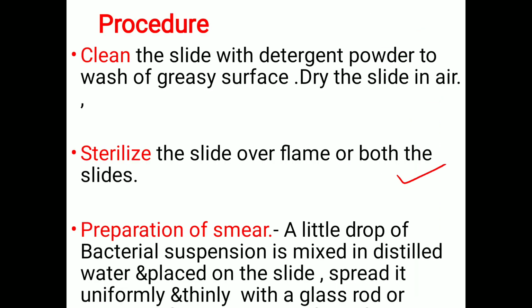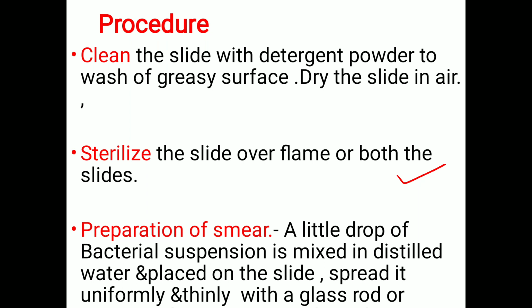Third one, preparation of the smear. That means we have to prepare the bacterial culture. A little drop of bacterial suspension is mixed in distilled water. How do we prepare the bacterial culture? We take the sample infected by bacteria, take small pieces of that infected part, and mix them with one or two drops of water. In that way we form the bacterial culture.